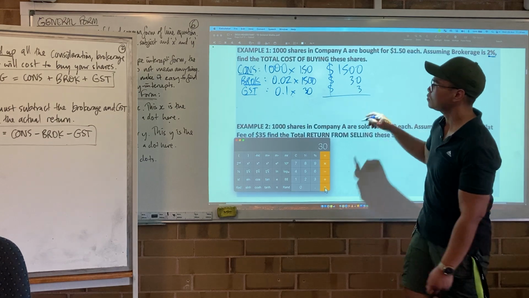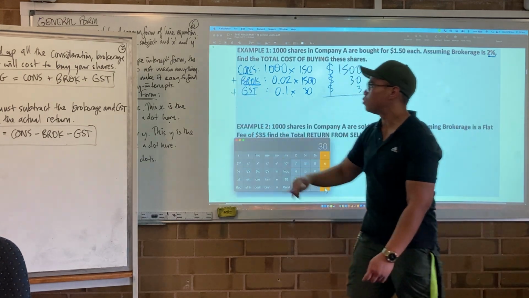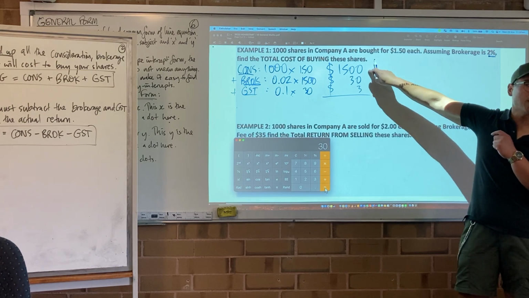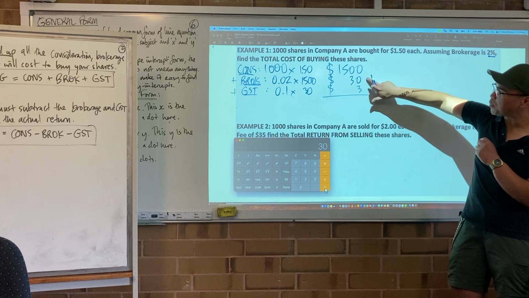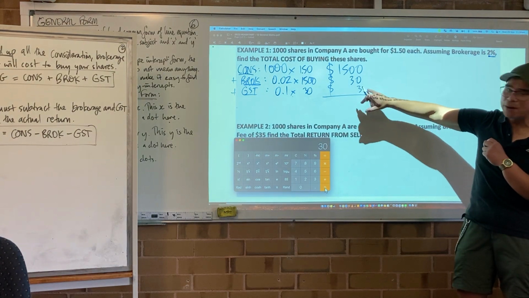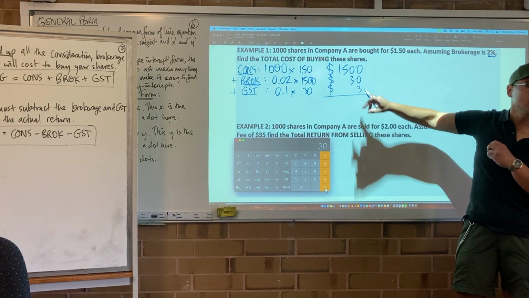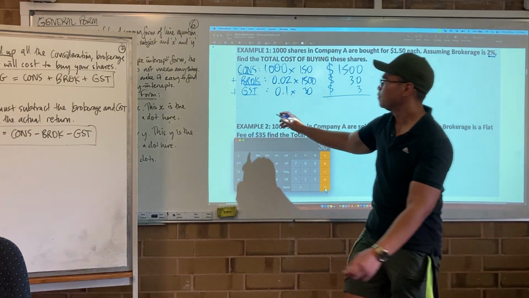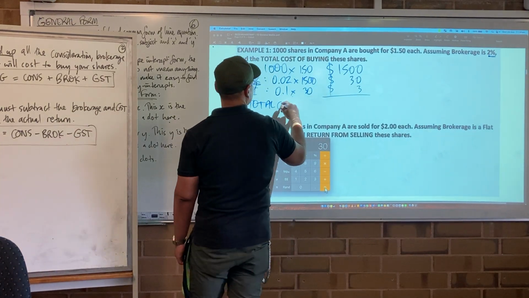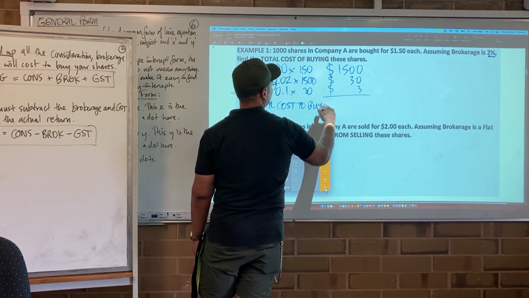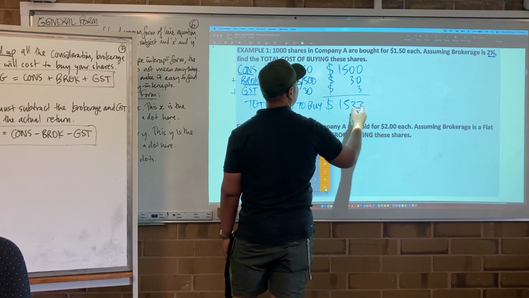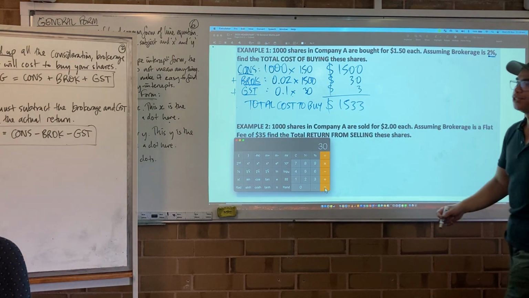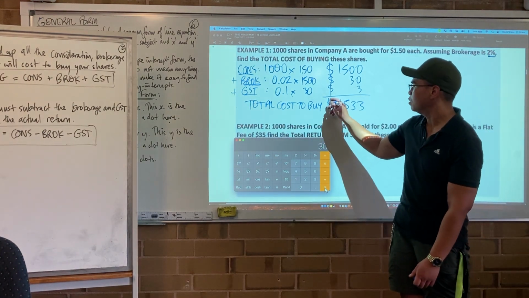$3. So as you can see, that's why we added. I was trying to buy $1,500 worth of shares, but can I buy them myself? No. I have to pay a guy to do it, and then I have to pay a government a little bit on top. So what's the total cost of buying all these shares, all three things added together? Okay? So total cost to buy is going to be 1,533. So as you can see, notes, example.